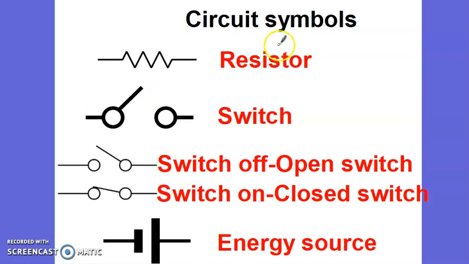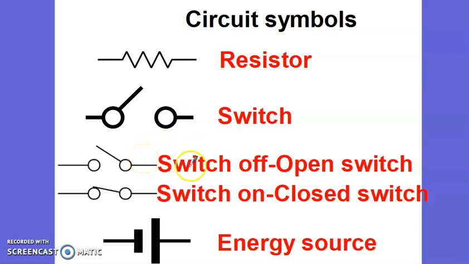So we have here the symbol for resistor. When you say resistor, from the word resistance, it is not allowing the flow of electricity. And we have here the switch, the one that you press, switch on, switch off, when you want to use the air conditioner, or when you want to use the light bulb, or sometimes in your fan there's a switch in it. So that is what we call a switch.